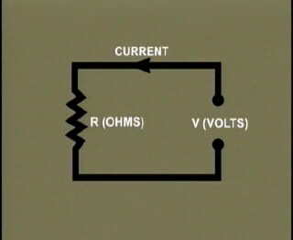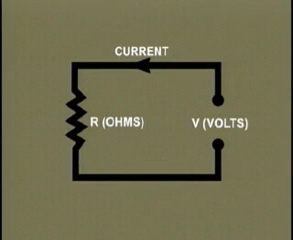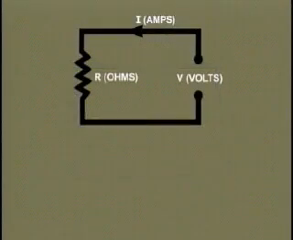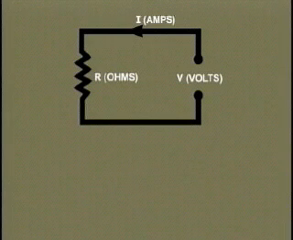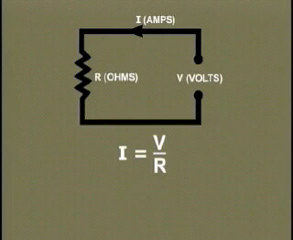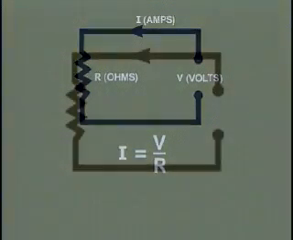Electrical current, which is analogous to the electron flow. Electric current is measured in amperes, often referred to as amps, and indicated by the letter I. The relationship between these properties is given by the expression I equals V divided by R. That is, the magnitude of current flowing in the circuit is equal to the applied voltage divided by the resistance.